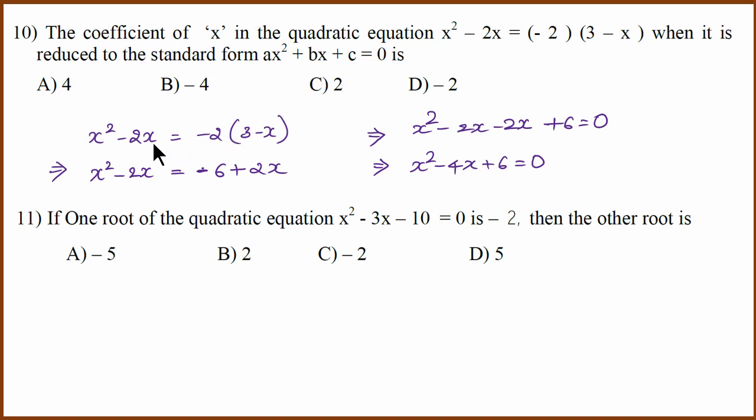So if you simplify that, you get x square minus 2x on the left hand side, and the right hand side whatever they've given. That you get minus 2 times 3 is minus 6, minus 2 times minus x is plus 2x. If you simplify, you get x square minus 4x plus 6 equals 0. So the coefficient of x is minus 4 is the answer.